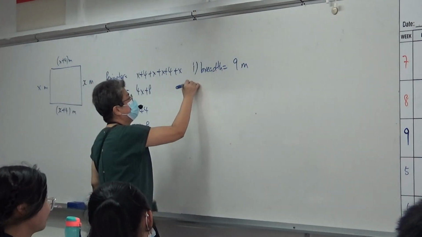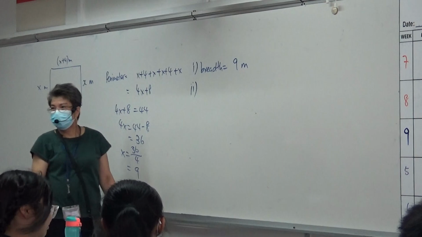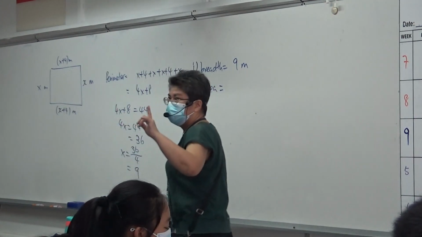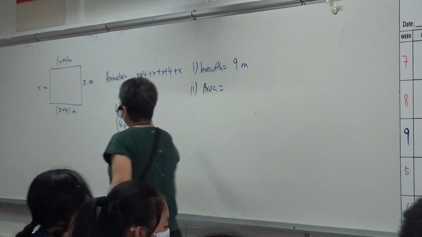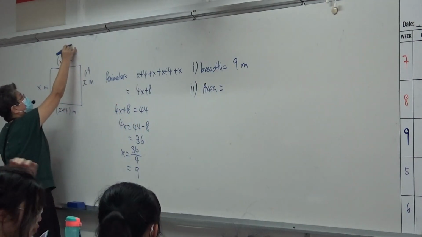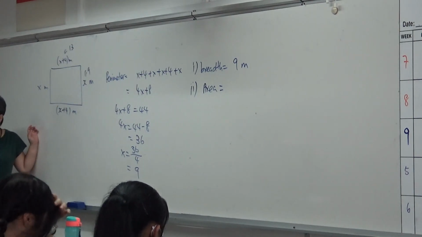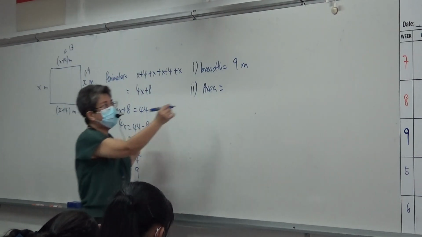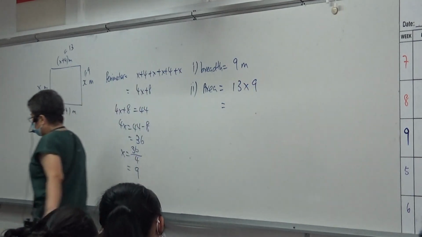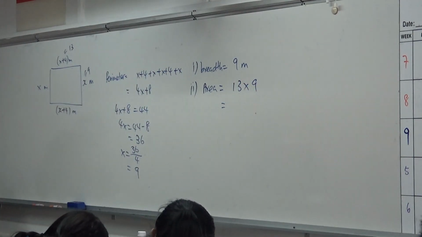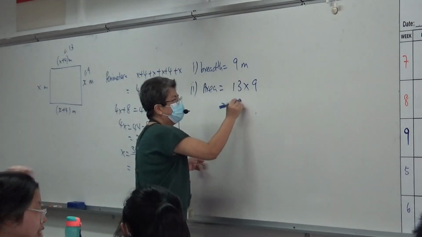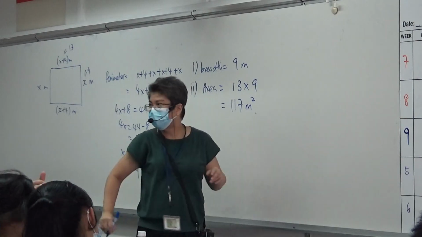Okay, what's part 2? What do they want? They want the area. What's the area of a rectangle? Length times breadth. Now, if this is 9, how much will this be? 13, right? Do you all agree? Okay, so area will be just 13 times 9, which will give you what's the answer? 117, yes. 117 meters squared.